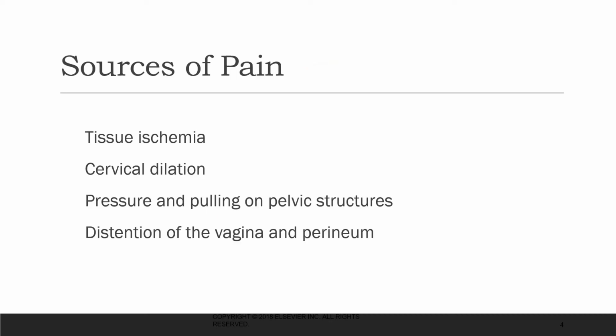So these are the sources of pain that occur during childbirth. Tissue ischemia, that just makes sense. With labor contractions, there's going to be some lack of blood flow possibly. It's temporary. Cervical dilation can be quite uncomfortable. And then the pressure and the pulling of the pelvic structures, the pelvic floor, the muscles, the tendons, and so forth. And then, of course, as the baby is crowning and the head is being born, the distension of the vagina and the perineum will be very obvious.